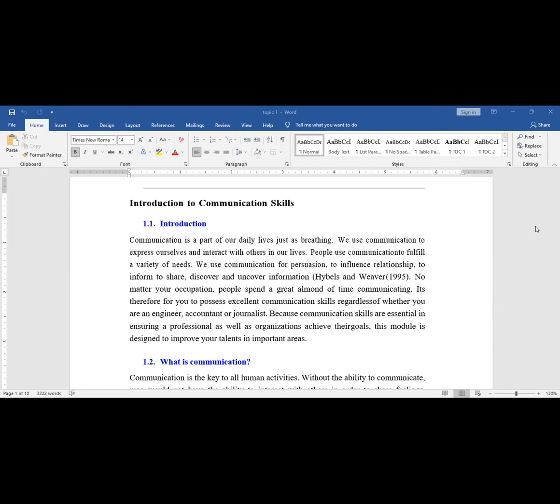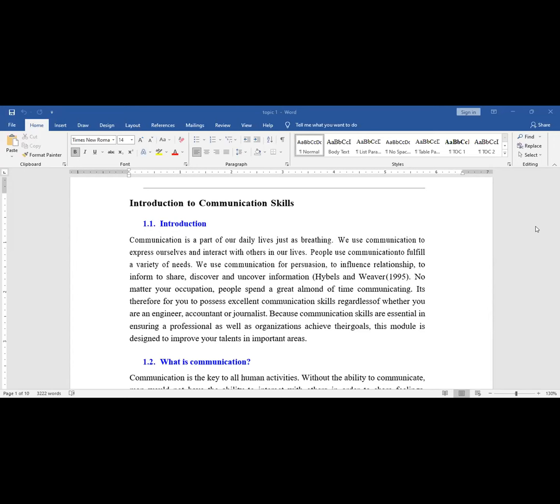We also use communication to inform, to share, and to discover and uncover information. Like right now, we are in class. The teacher is teaching, or the lecturer is teaching. He is giving you information for you to discover some things that you did not know.